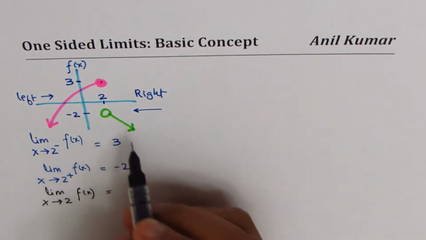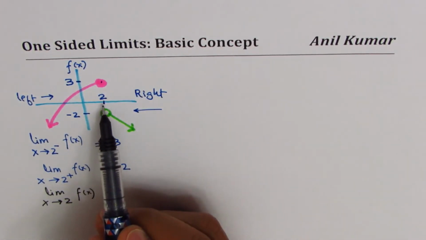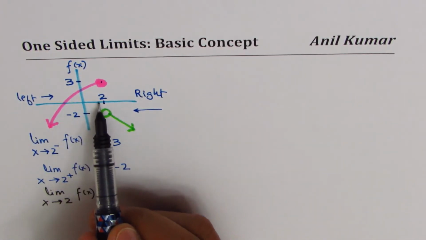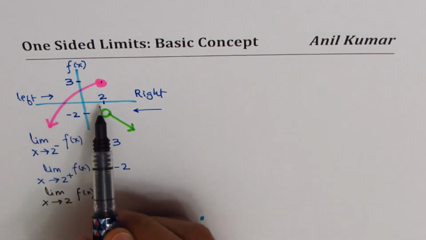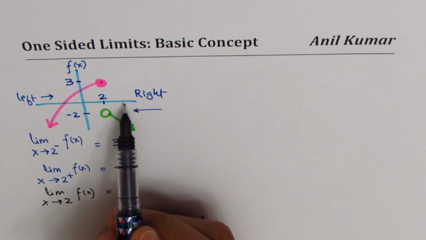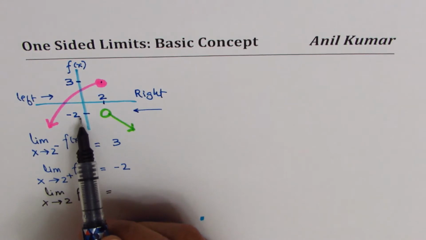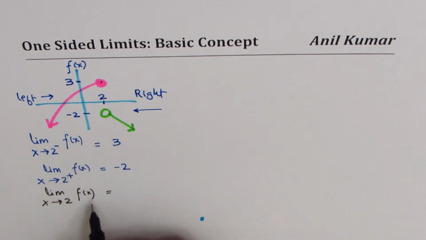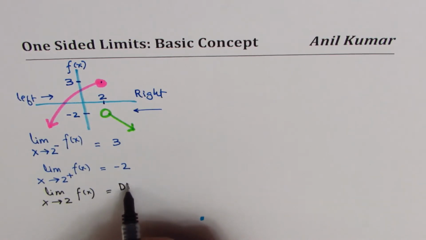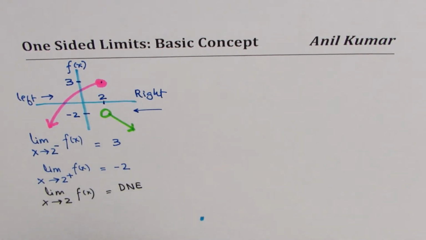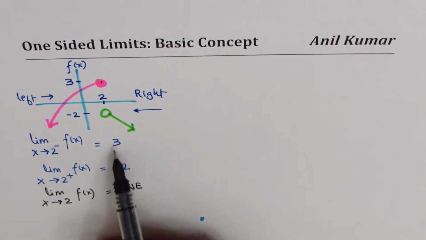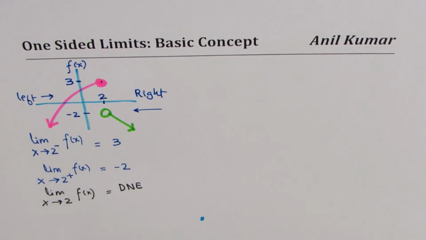Now you have been doing limit when x approaches a value, let's say 2. In this particular case, if you approach 2 from the left side, you reach 3. If you're approaching 2 from the right side, you're approaching minus 2. They are not equal. So when they are not equal, we say the limit does not exist. The reason is these two limits are not equal. I hope you got the concept, right?